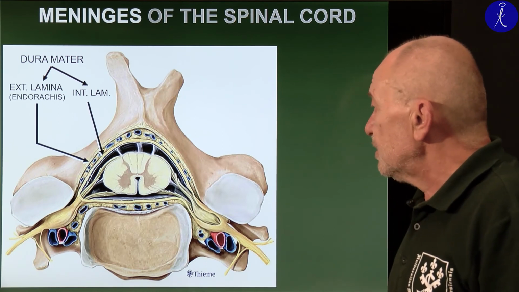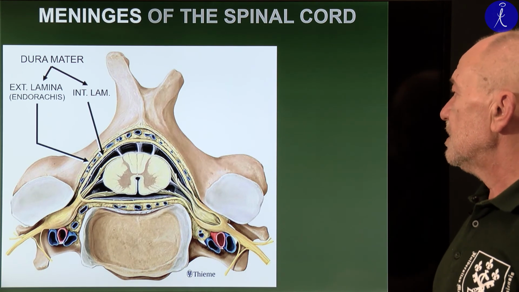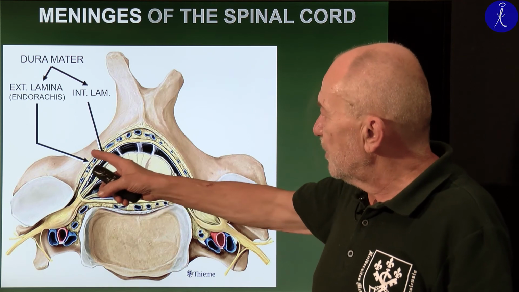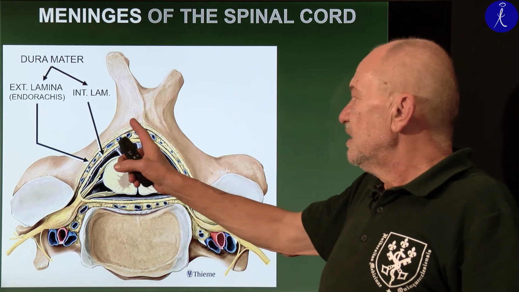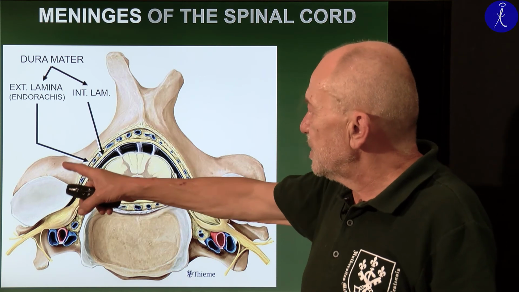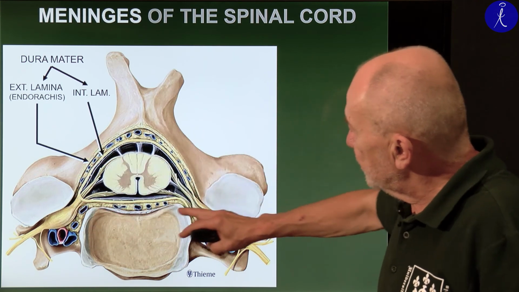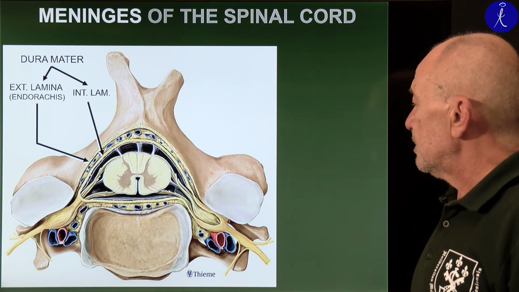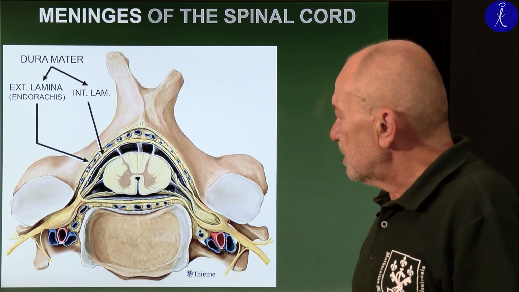The meninges of the spinal cord are in general the same. The only exception, what you can see, is that the dura mater here is made up of two laminae, two layers, external lamina, internal lamina. The external lamina is not the real dura mater. It is the one which fuses with the periosteum of the vertebrae, and because it lines the vertebral canal, it is called endorachis. Rachis is the vertebral column itself. So the internal lamina is the real dura mater.